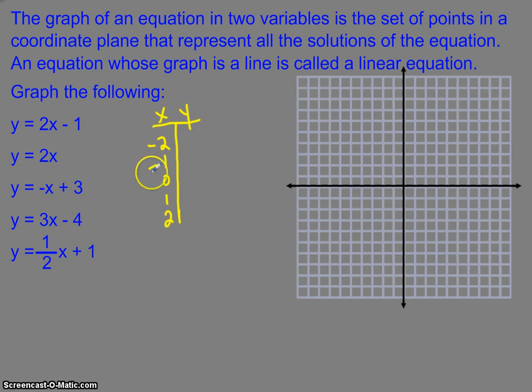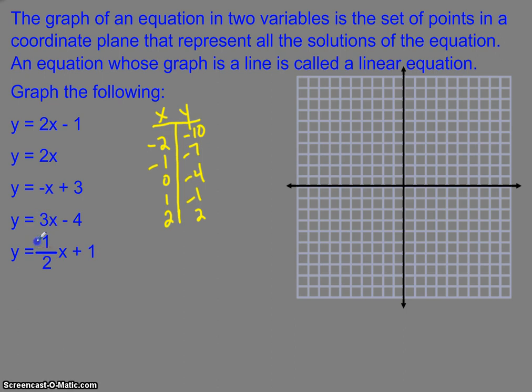Let's do this one right here, 3x minus 4. Let's plug in 0. So 3 times 0 is 0, minus 4 is -4. Plug in 1. 3 times 1 is 3, minus 4 is -1. Plug in 2. 6 minus 4 is 2. I'm going up by 3's here, going down by 3, so this is going to be -7. This is going to be -10. And then I just plot the points and draw a line through it.